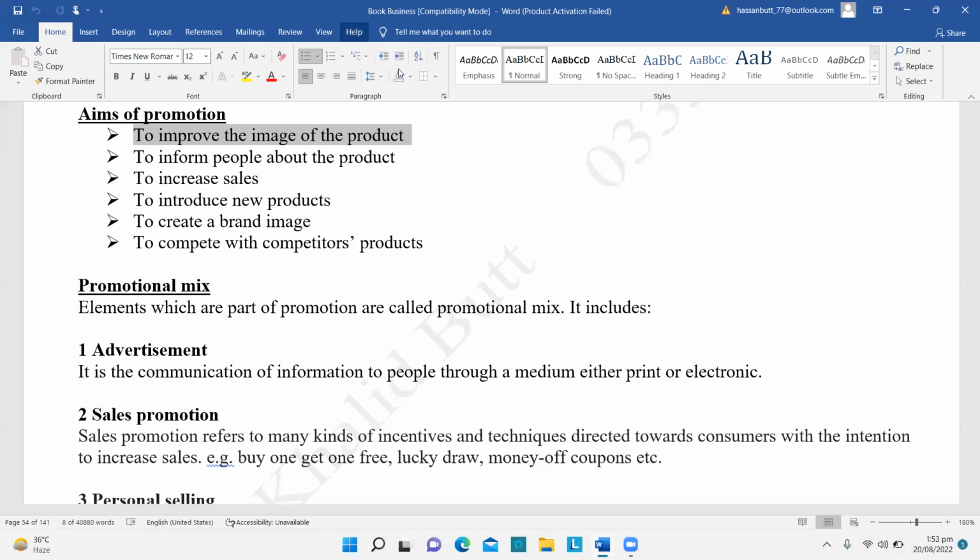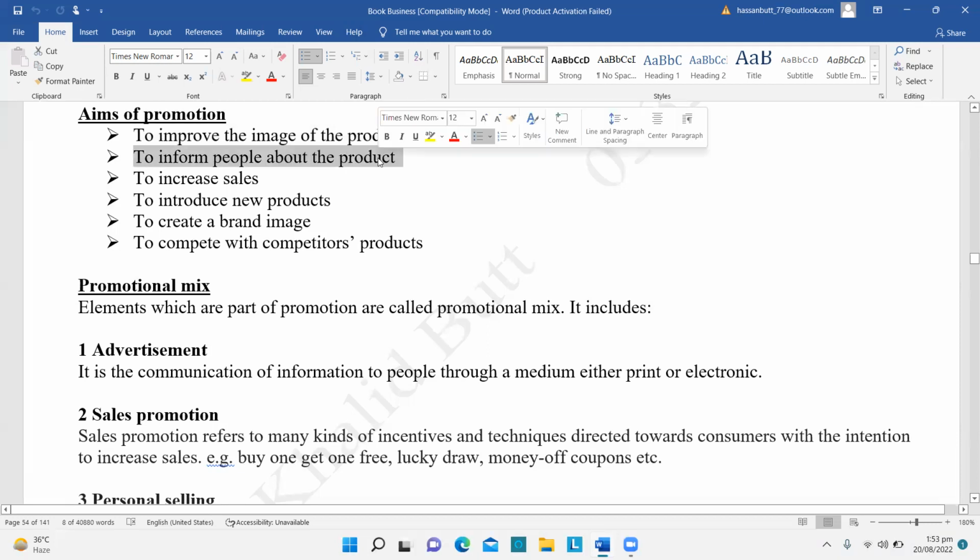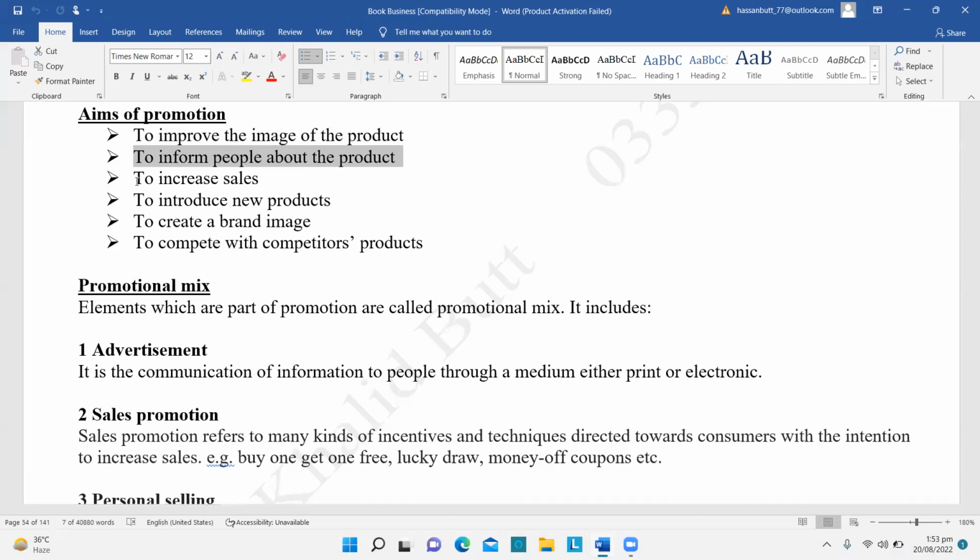All right. Then to inform people about the product, again, advertising is extremely important in that case, whether the product best satisfies their need or want or not before buying. So you have to inform people, you have to give every single detail to the people, particularly if your product is new, so that they realize this is the right product for them and they start buying.